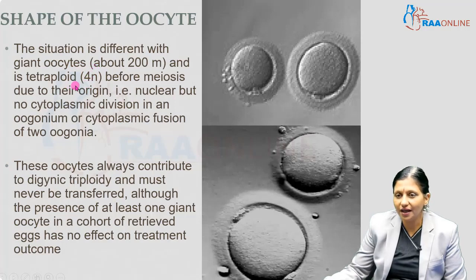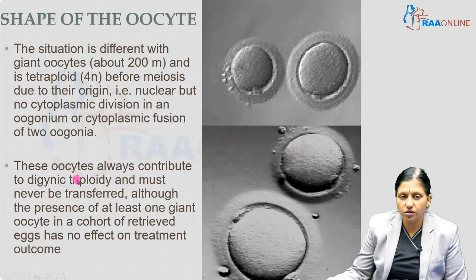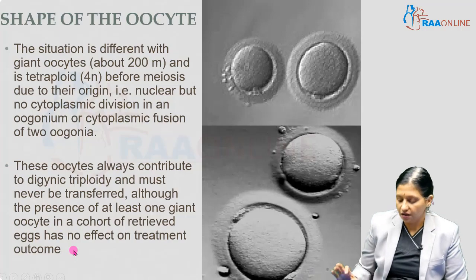And a giant oocyte is a tetraploid oocyte, 4N before meiosis, due to their origin, because of nuclear but no cytoplasmic division in an oogonia or a cytoplasmic fusion of two oogonia. So a giant oocyte should never be inseminated, and these giant oocytes may also contribute to digynic triploidy, and they must never be transferred. Although the presence of at least one giant oocyte in a cohort of retrieved eggs has no effect on the treatment outcome. So if we just get one giant oocyte, we should just neglect it and we should not inseminate it.